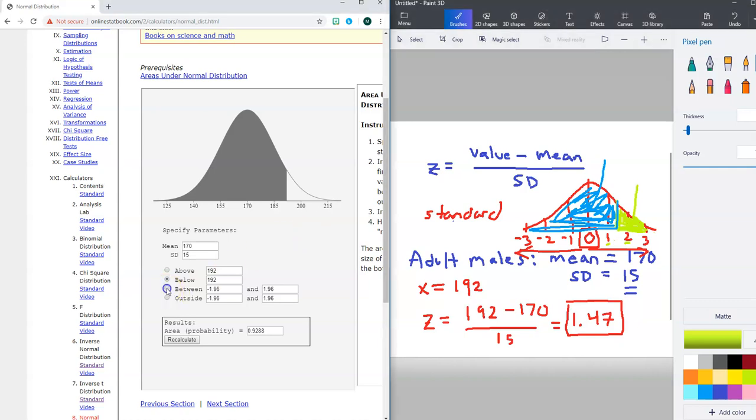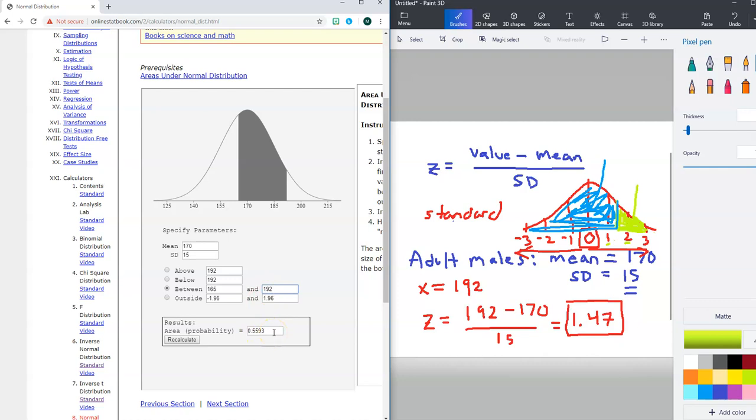I mean, suppose I wanted the percentage or probability of male weights between, say, 165 and 192. Press enter. It's showing that on the graph and telling me that roughly 55.93% of adult males have weights between 165 and 192.